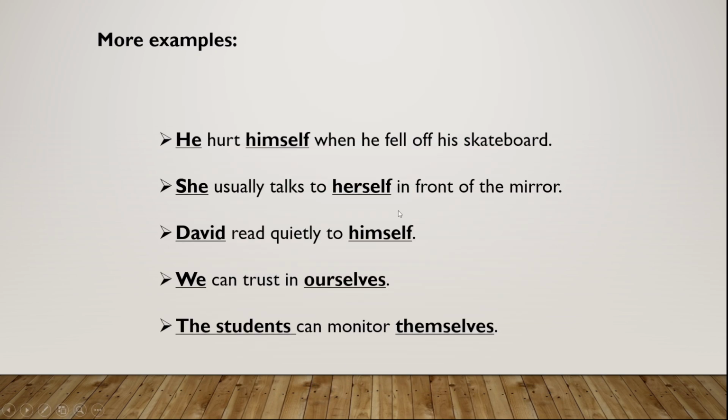He, himself. She usually talks to herself in front of the mirror. She, herself. David reads quietly to himself. David, himself. We can trust in ourselves. We, ourselves. Yeah, the S was omitted, so it's supposed to be David reads.